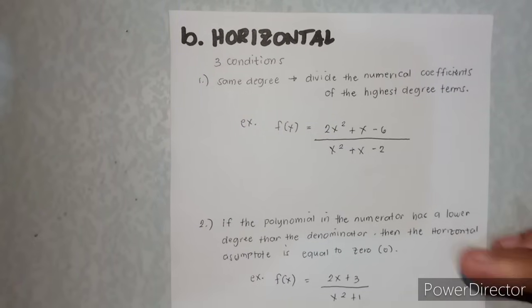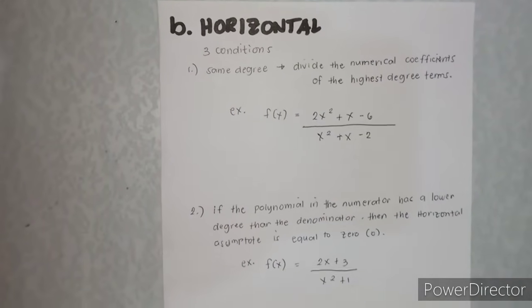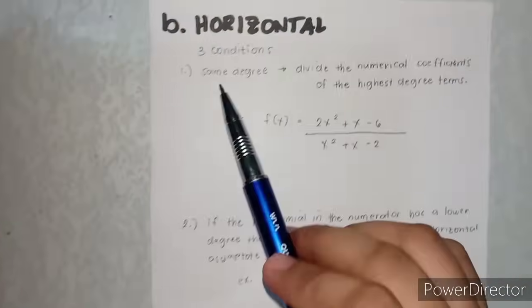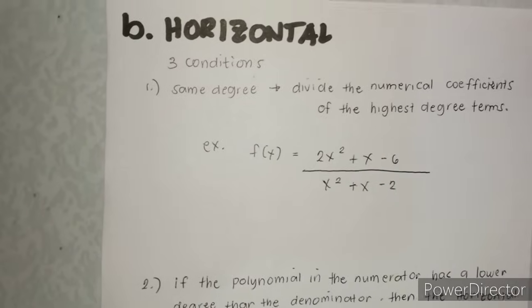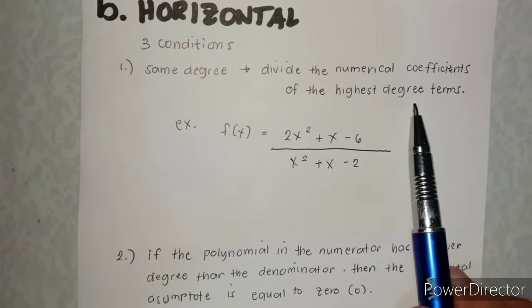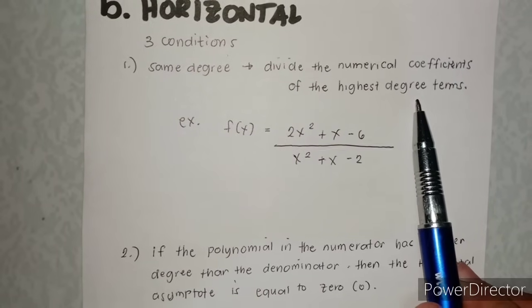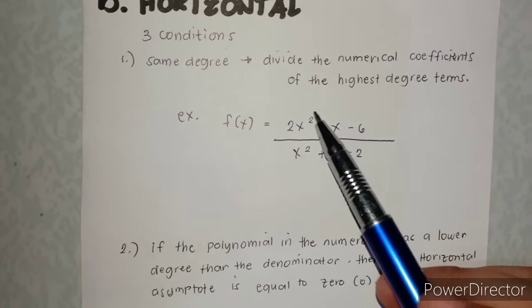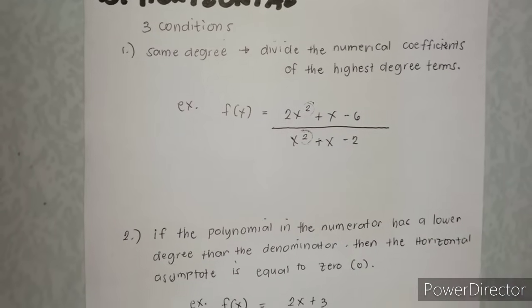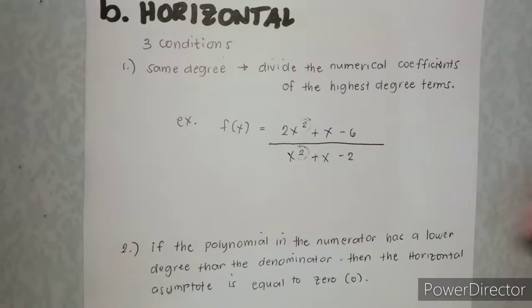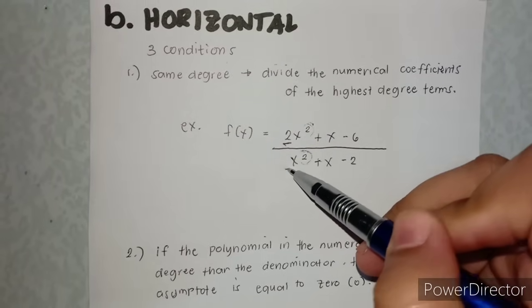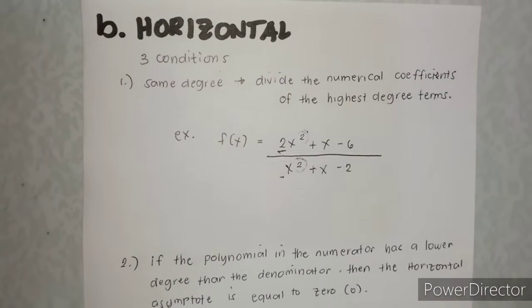Let us now proceed with the horizontal asymptote. For the horizontal asymptote, we have three conditions. First is the same degree. What is that? Divide the numerical coefficients of the highest degree term. When the numerator and denominator have the same exponent, you just take the terms with the highest exponent and divide their numerical coefficients. The numerical coefficient is the number beside the variable.